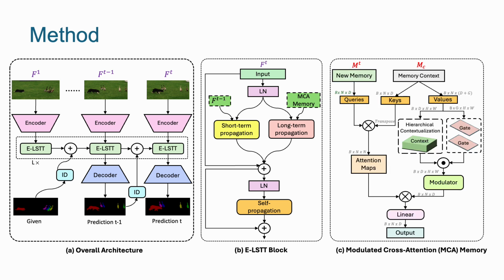In the MCA memory, the new memory information is projected to queries and the memory context is projected to keys and values. We apply hierarchical contextualization using depthwise convolution to generate the local context and multiply it by learnable gates. The queries of the new memory are multiplied by the keys of the memory context to generate global attention maps. After that, the aggregated context is projected and multiplied by the attention maps to generate the output. For more details, please check our paper.